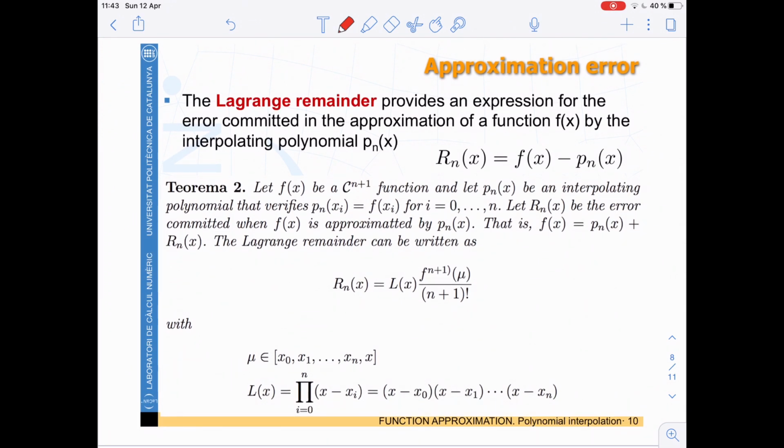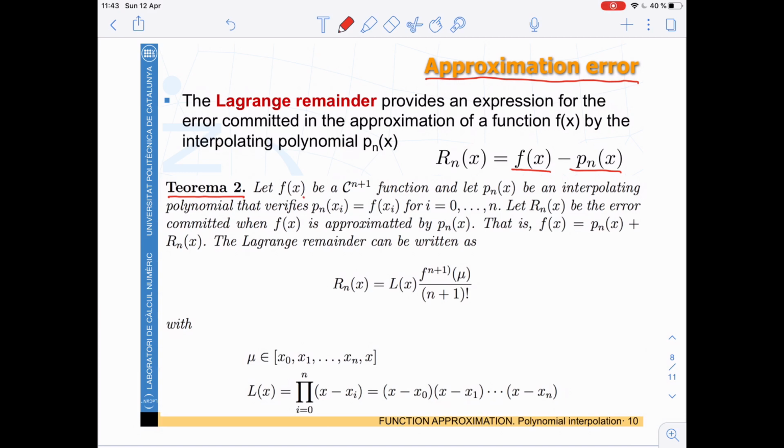What is the approximation error of polynomial interpolation? What is the difference between f and the interpolating polynomial? Of course, by construction, this difference is 0 in the basis points. But what about in a point x different from a basis point? Well, this is given by this theorem, which goes as follows.